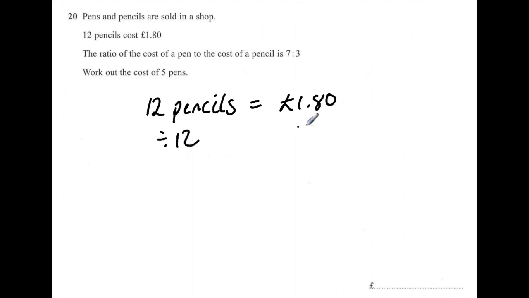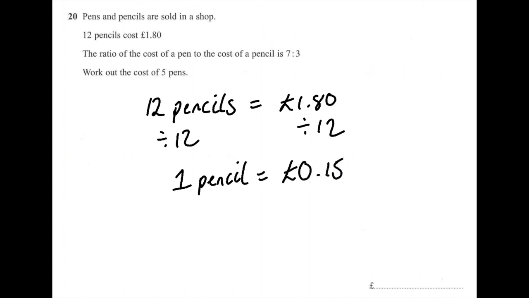First of all, since I know that 12 pencils cost £1.80, I want to find out what one pencil costs. So I'm going to divide both sides by 12. So 12 pencils are equal to £1.80. To find out the cost of one pencil, I'm going to divide both sides by 12. So one pencil is equal to 15p.